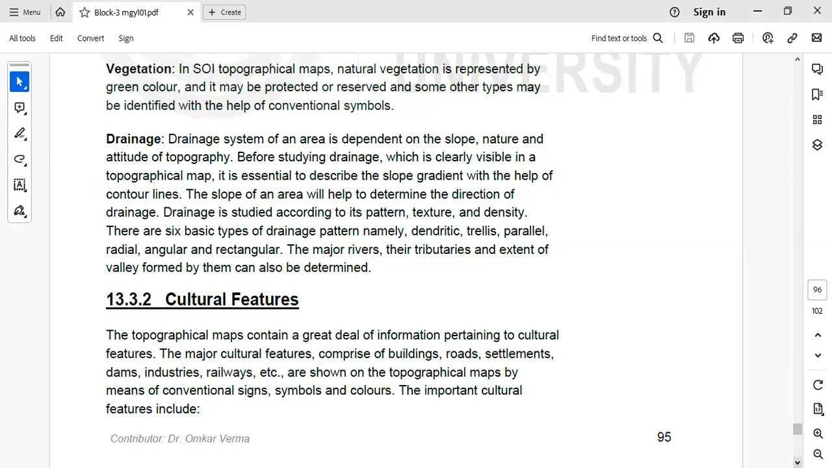So in a topographical map, we can extract information related to the various physical features, and these features are relief features. Relief features are further divided into slope and landform. Then we have vegetation and drainage. This type of information, which we extract from the topographical map, or which is represented in the topographical map, constitutes the physical features.